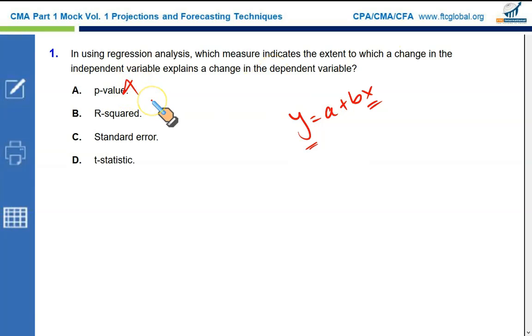P-value? No, because p-value is used in statistics, in testing of hypothesis, in standard normal distribution. So this is totally way off. You will never be tested on something like this, at least in BEC.